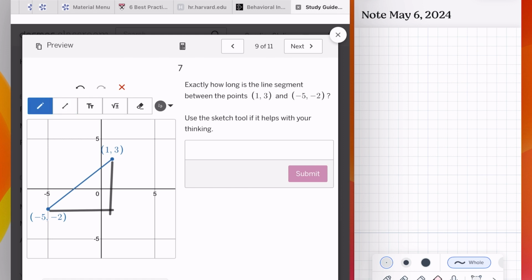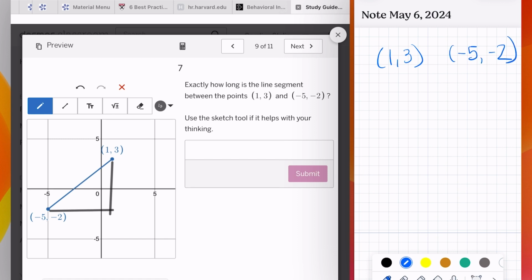So for that, we can see that we have the point 1, 3, and the point negative 5, negative 2. So if we're trying to find that vertical distance, we're paying attention to the y values, right, for our vertical distance. We're going from up here, positive 3, down to negative 2. So what is the change between negative 2 and positive 3? That's a change of 5.